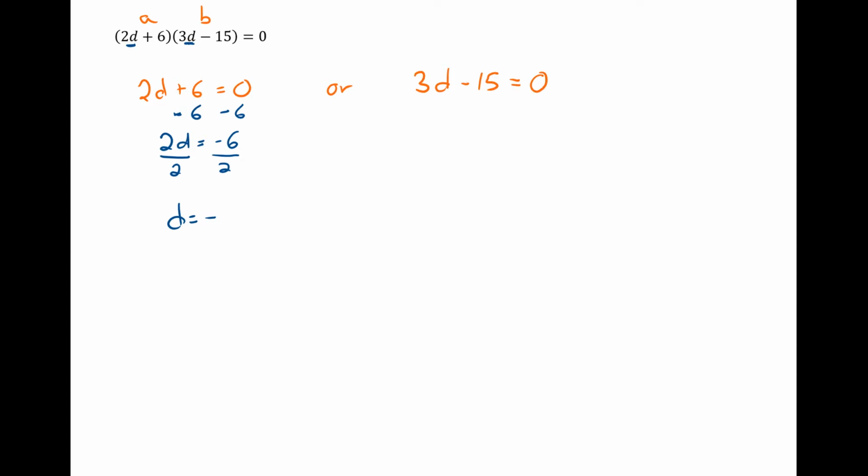So d is equal to negative 3. If I were to plug in negative 3 for d in our equation, one of those factors, the first one, would equal 0. Therefore, the whole thing would equal 0. So it's a workable solution.